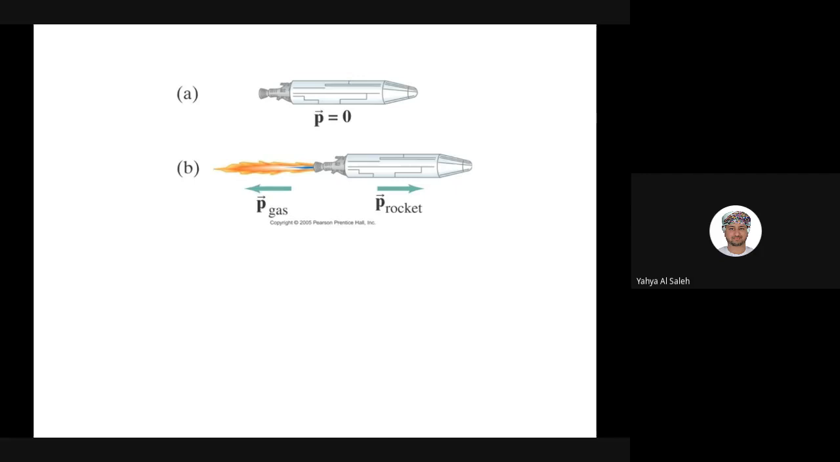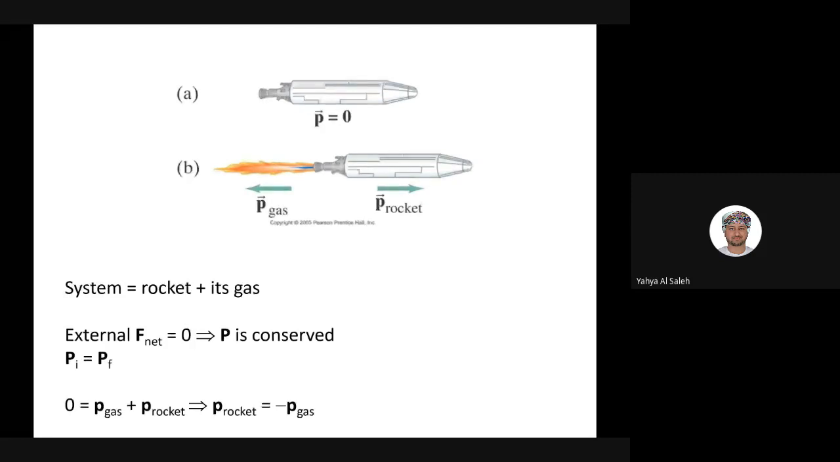Now, initially, the rocket is not moving. Its momentum is 0 because P equals mv and v is 0, so P is equal to 0. Then you fire up the engine and hot gases and flames start coming at a certain pressure out the back. Now you have a problem. Out the back, you have velocity, you have speed, you have pressure, which means there is a momentum, P equals mv. But we said P before needs to be equal to P after, so my total P needs to remain 0. How is that possible?